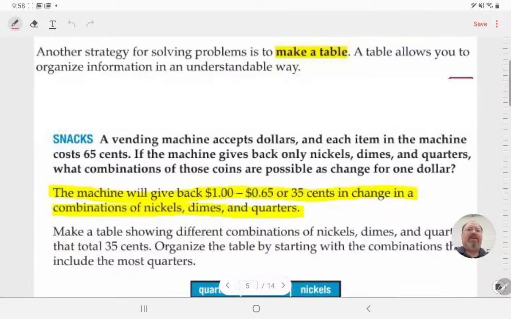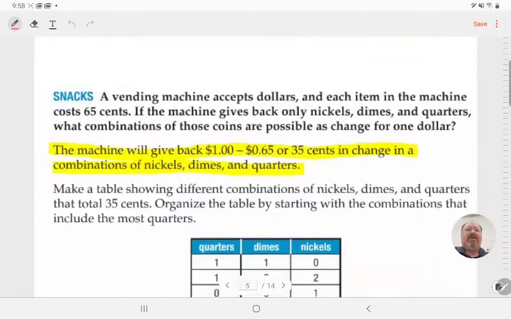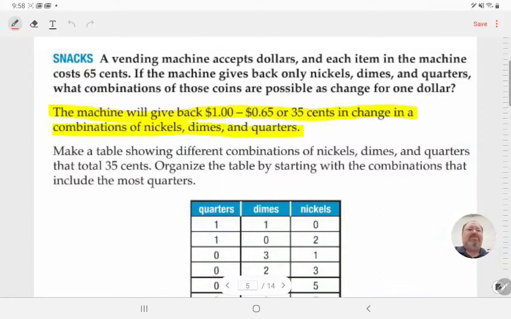All right. Another strategy we could use is called make a table. A table allows you to organize information in an understandable way. So let's look at an example. A vending machine accepts dollars, and each item in the machine costs 65 cents. If the machine gives back only nickels, dimes, and quarters, what combinations of the coins are possible as change for $1? So we know that the machine will give back $1 minus 65 cents, or 35 cents in change, in a combination of nickels, dimes, and quarters.